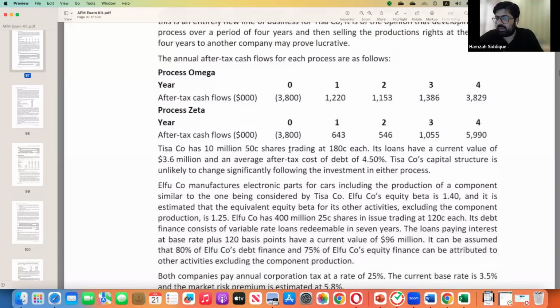TISA has 10 million 50 cent shares trading at this. Loan has a current value of this. And after tax cost of debt is this. Capital structure is unlikely to change significantly following the investment in either process.